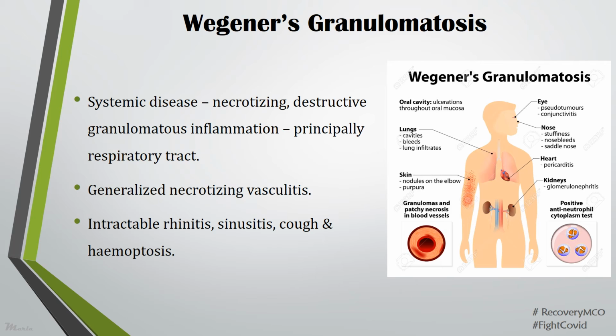Another lesion which can also be termed as an orofacial granulomatosis is what we refer to as Wegener's granulomatosis. This is an aggressive lesion, a systemic disease which causes necrotizing destructive granulomatous inflammation, principally of the respiratory tract. This lesion shows generalized necrotizing vasculitis. That means the blood vessels are affected. Additionally, features such as intractable rhinitis, sinusitis, cough and hemoptysis are also seen.